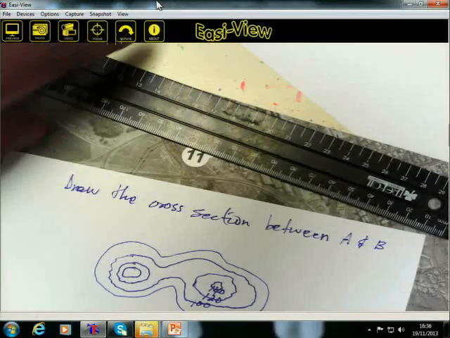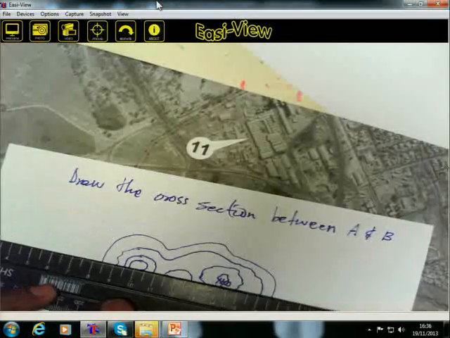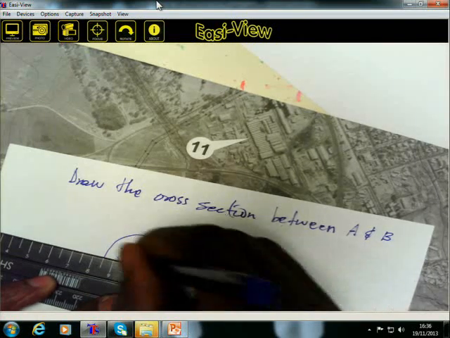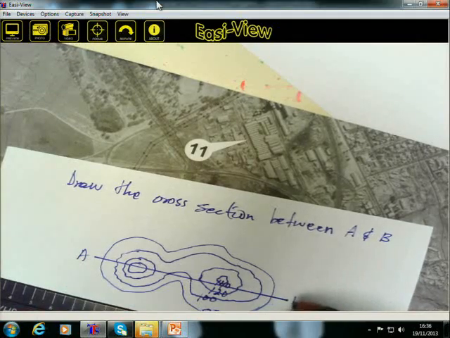Thank you very much for coming back. I think it's important that I follow up on questions regarding the drawing of a cross-section. Every time you draw the cross-section, it's important that you look at your contour lines carefully, because that will determine how your slope looks at the end. If a question says draw the cross-section, I gave you an example between A and B.